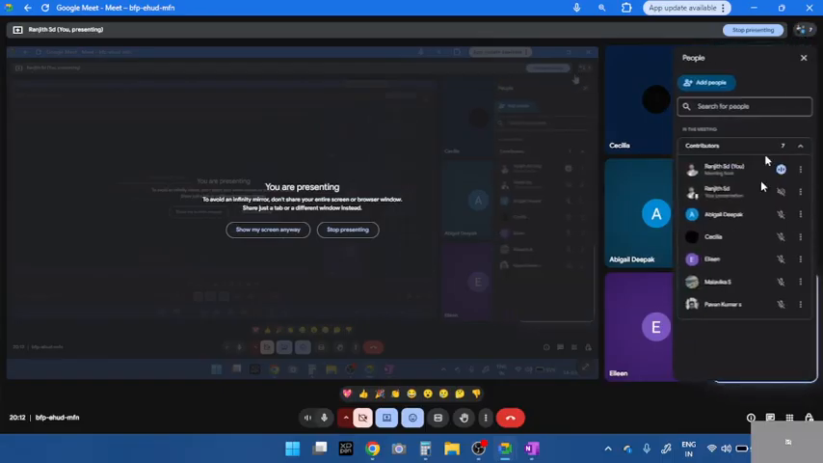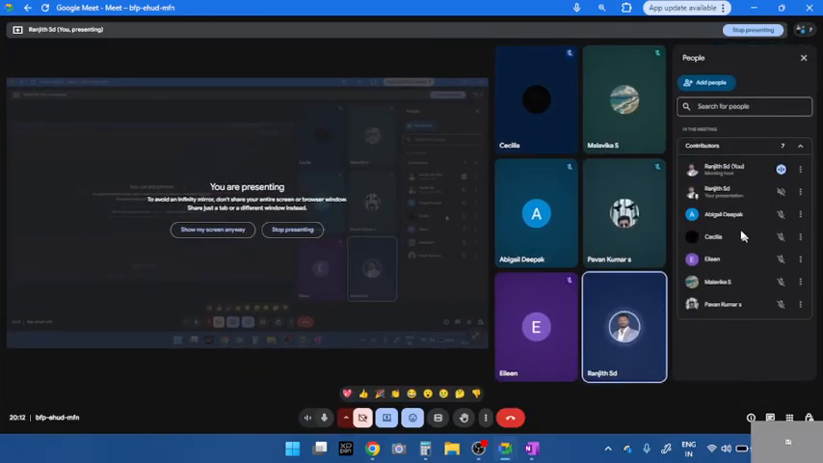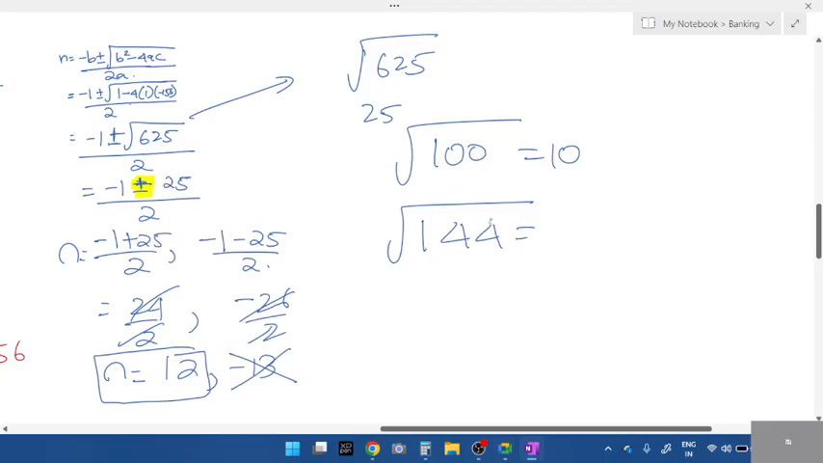Okay, there were some network issues. Am I audible to all? Can you all see the screen, students? Fine, there was a network issue. What is the square root of 144?